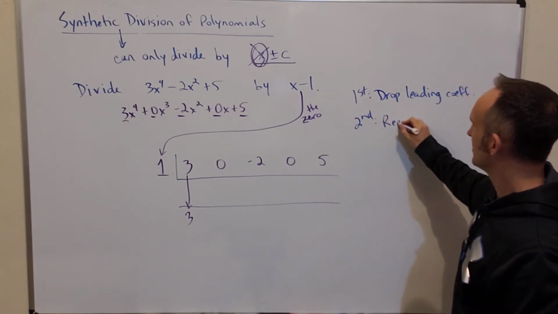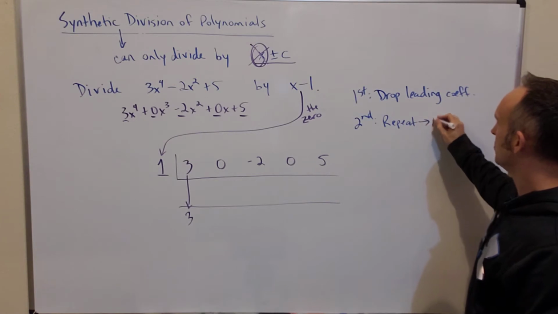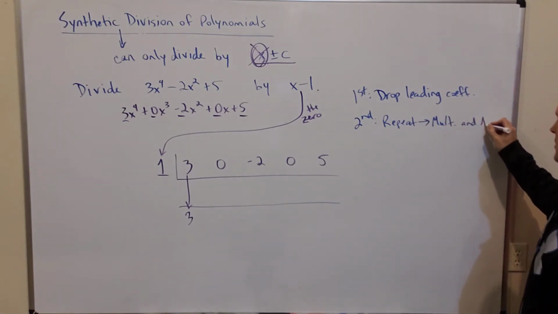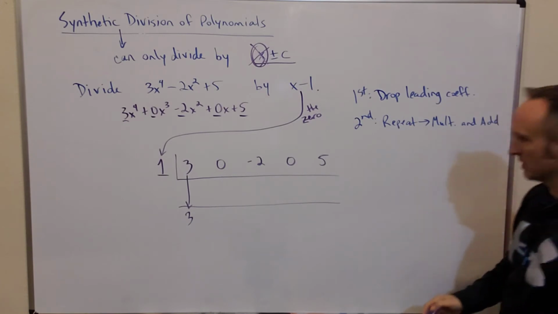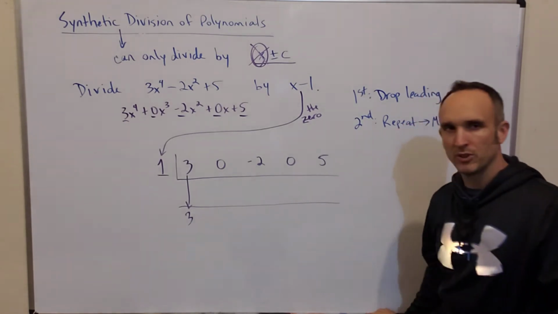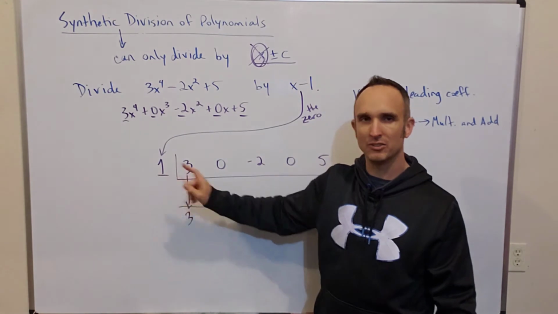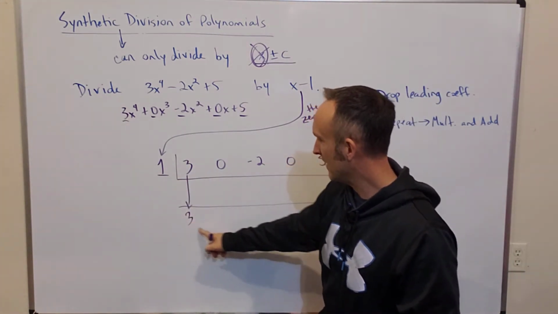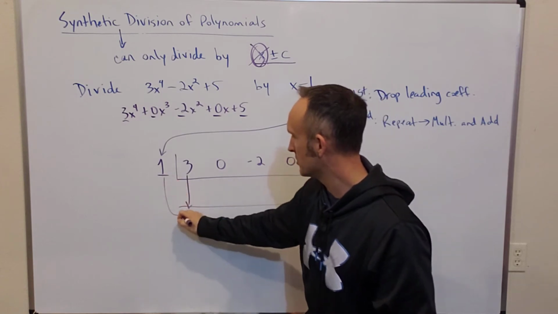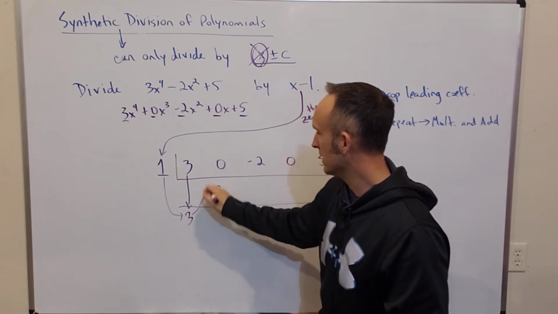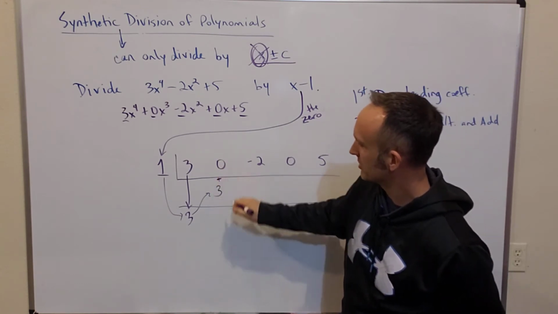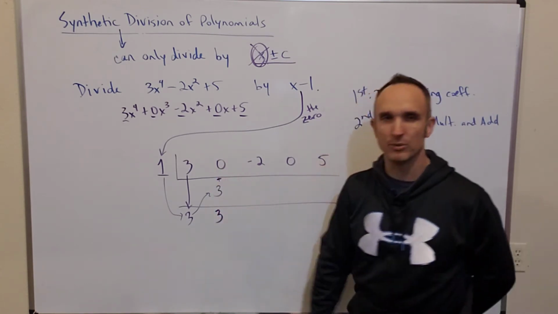You repeat this process. Multiply and add. So I'll show you what that looks like. Just like with long division, you always multiply by your divisor. You do the same thing here. So you take 1 times 3, and that result goes here. So you do 1 times 3, and that's 3. Then you add the column, so plus. 0 plus 3 is 3.